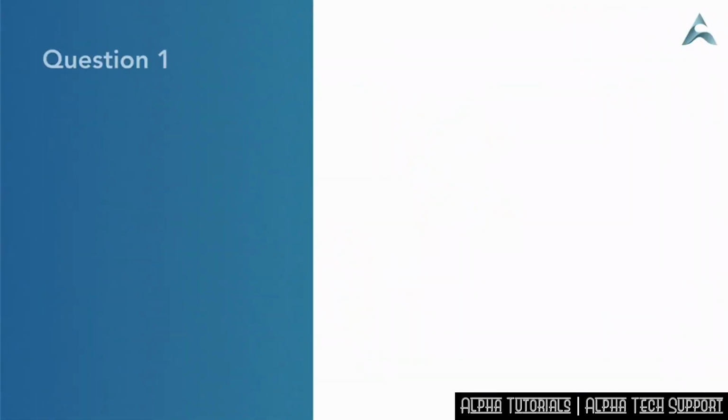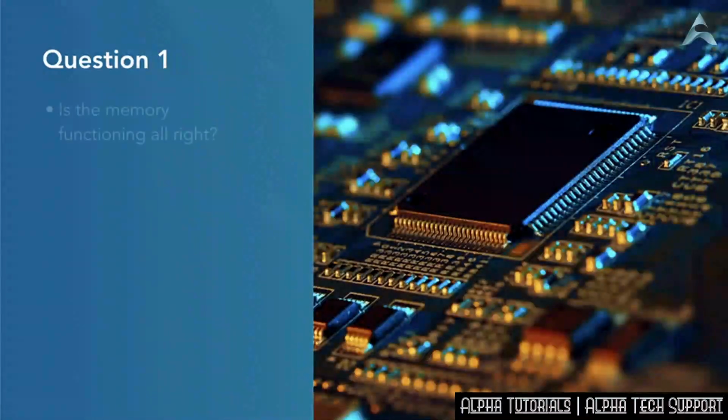These are the questions you should ask for tuning the JVM. First of all, is the memory functioning alright? And with memory, we do mean the heap memory over here. So if this is functioning alright, this means that there is the right amount of free heap available.